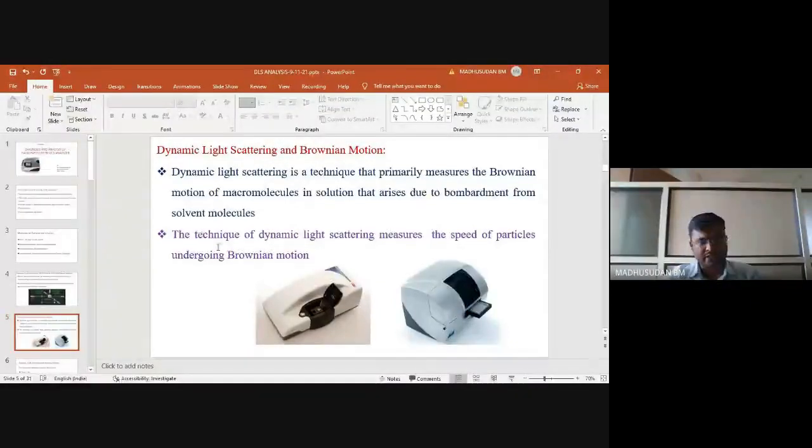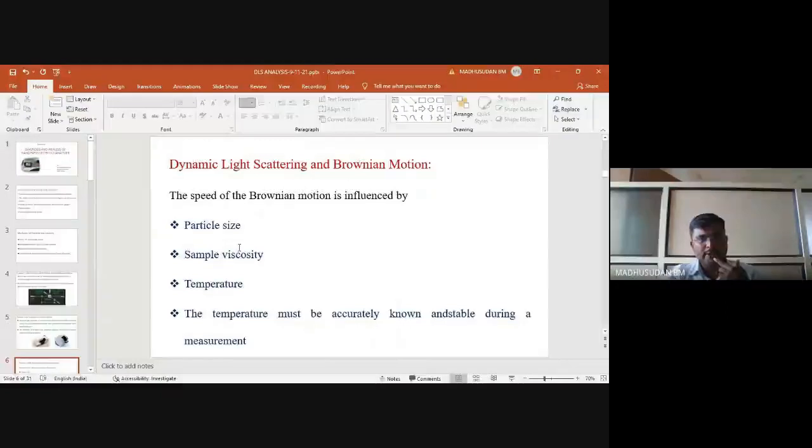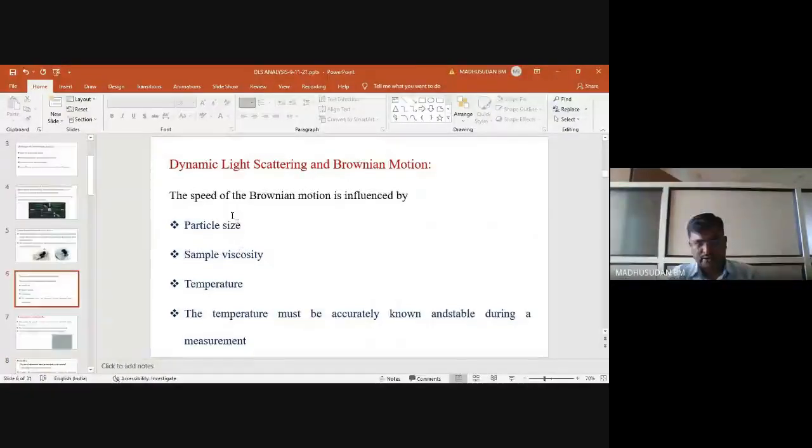And the speed of the Brownian motion is influenced by many factors. The particle size can be identified or characterized by correlating the speed of the moving particle with the time taken. That is why we are stressing this Brownian motion here.